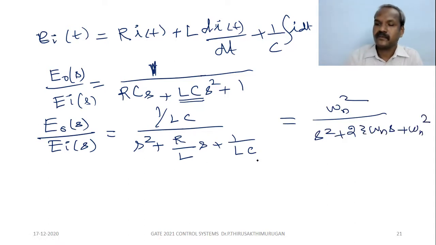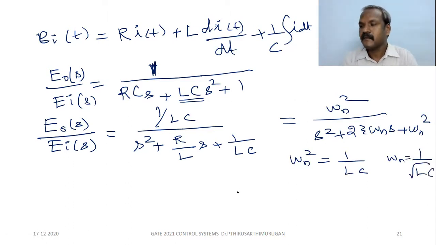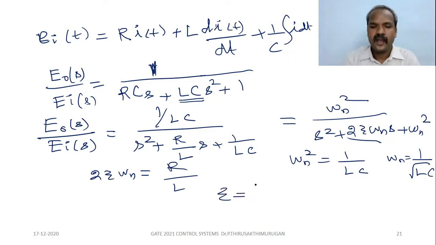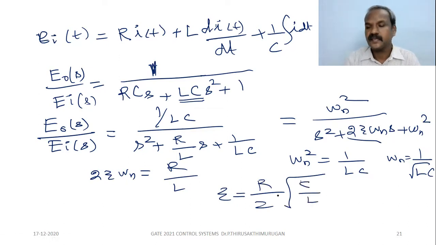So now what is omega n? Compare the constant term. Omega n square equal to 1 by LC, omega n equal to 1 by root LC. Then compare the S coefficient: 2 zeta omega n equal to R by L. So omega n is 1 by root LC, and we will be getting zeta equal to R by 2 square root of C by L. So this is zeta and omega n.